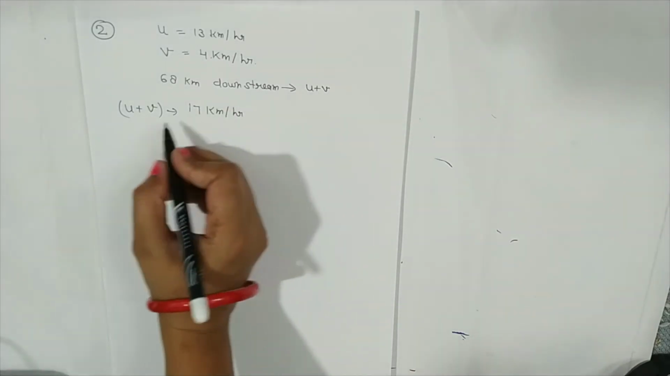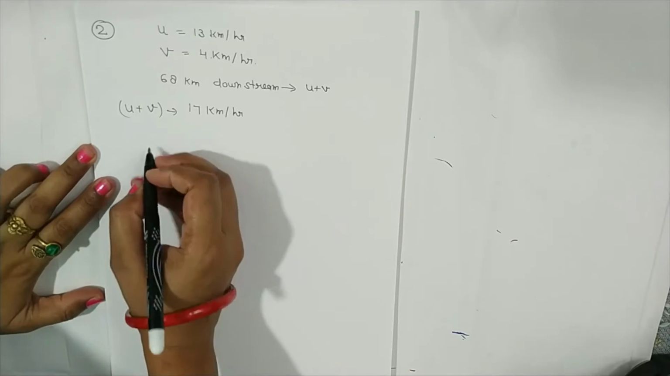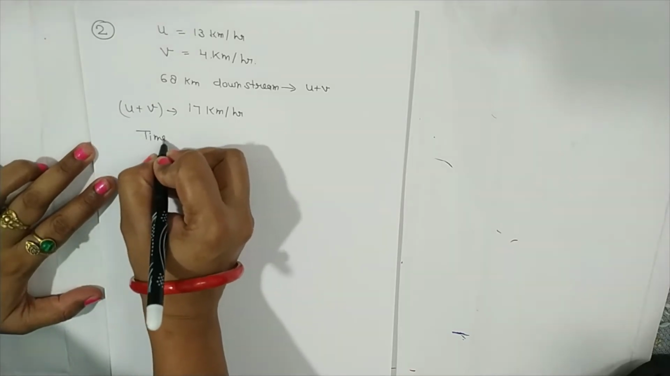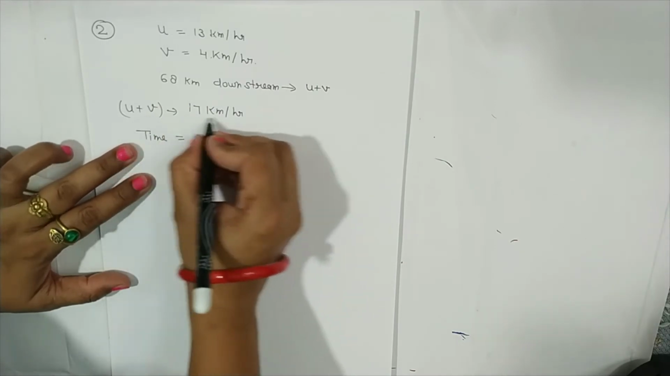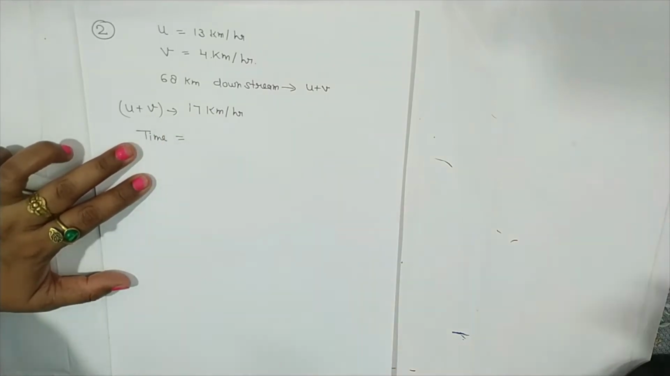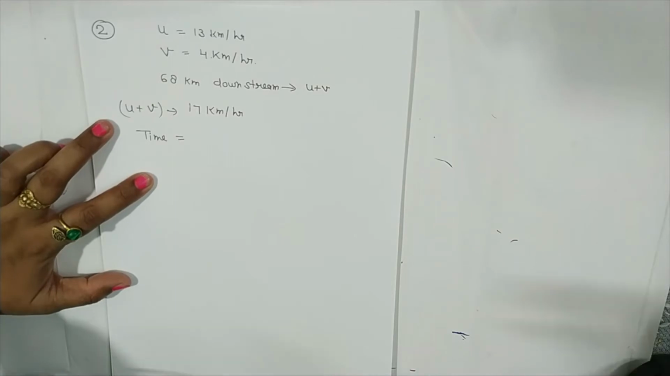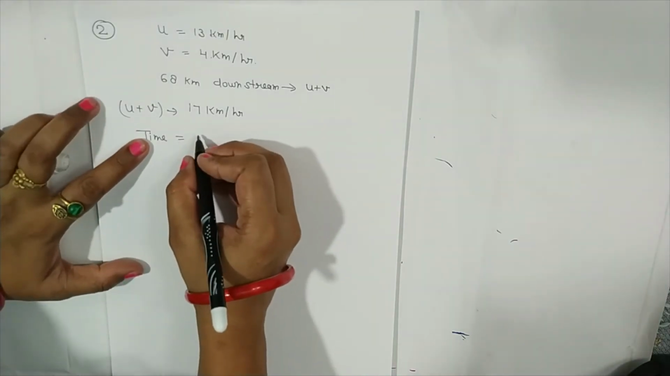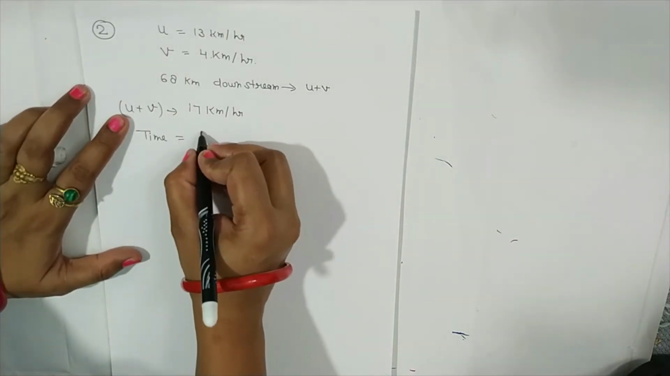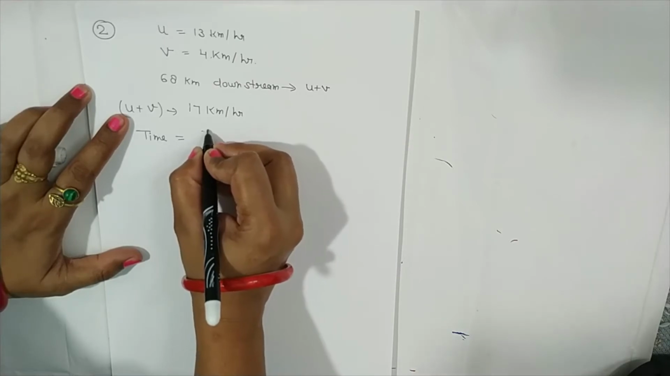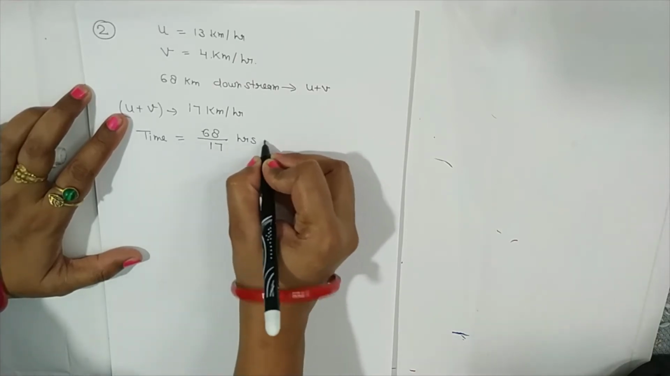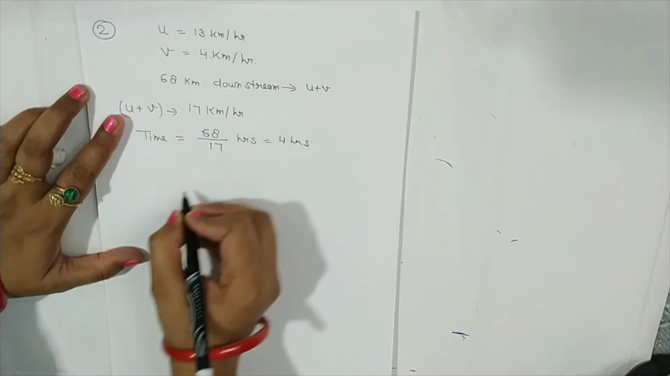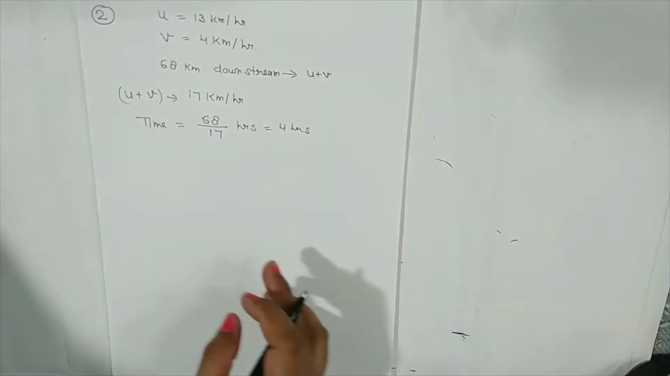That is the speed downstream. Now we have to find the time. Time is equal to distance upon speed. The speed is the speed downstream, so 68 upon 17 hours, that is 4 hours. Now move on to the next question.